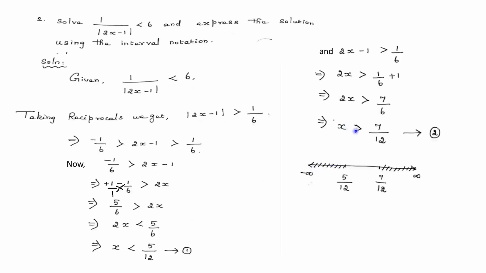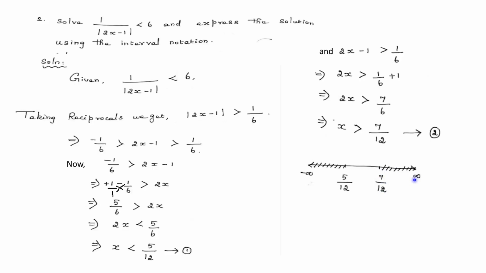Similarly, for this, x is greater than 7 by 12. That is, x is greater than 7 by 12. So I have to shade it on the right hand side. Here we are having two values, but we are having three intervals. The intervals are minus infinity to 5 by 12, and 5 by 12 to 7 by 12, then 7 by 12 to infinity. Okay, these three are the intervals.